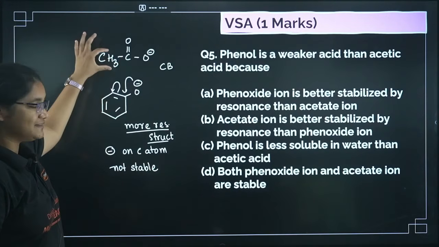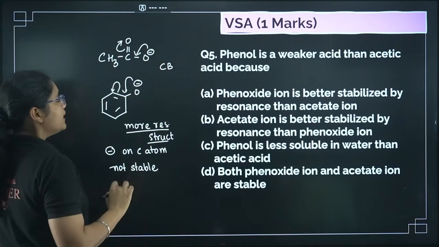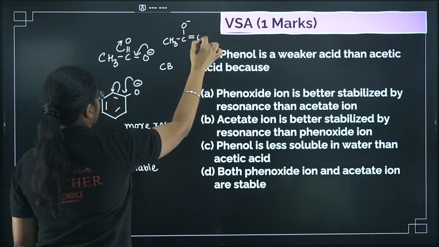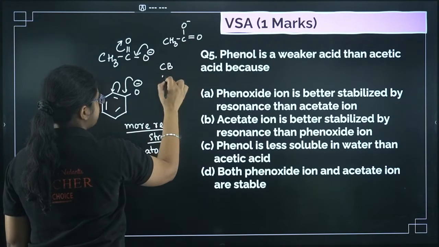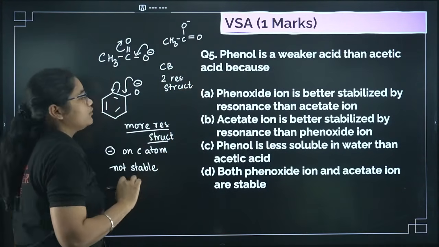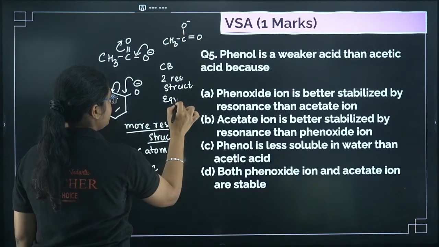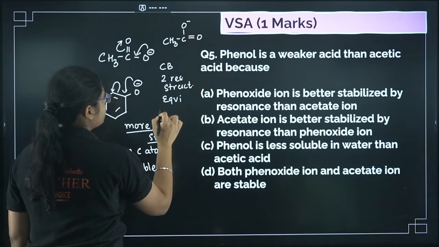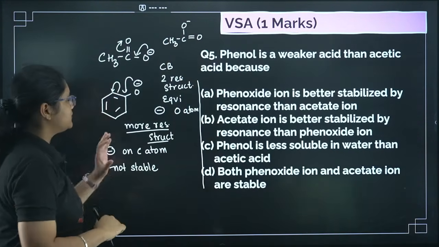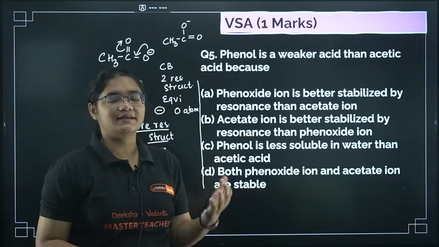Now comparing to the acetate ion, here you will get only two resonating structures. There are no more resonating structures, only two, but in these two resonating structures both are equivalent, and the negative charge is always on the oxygen atom, which is stable, right? So that is why, because of having equivalent resonating structures, acetic acid is more acidic than phenol.